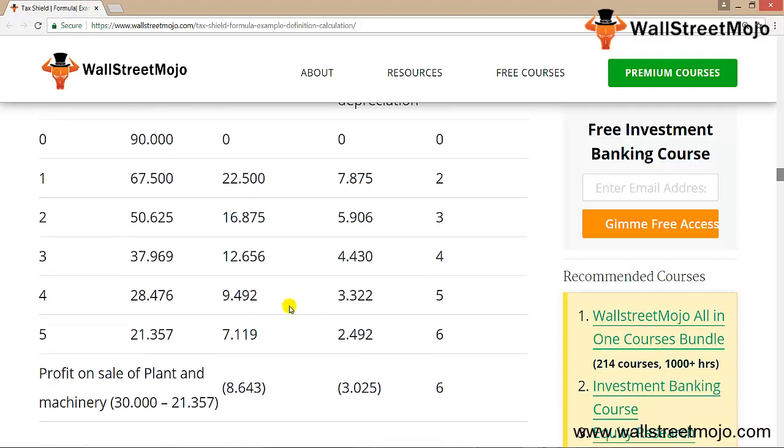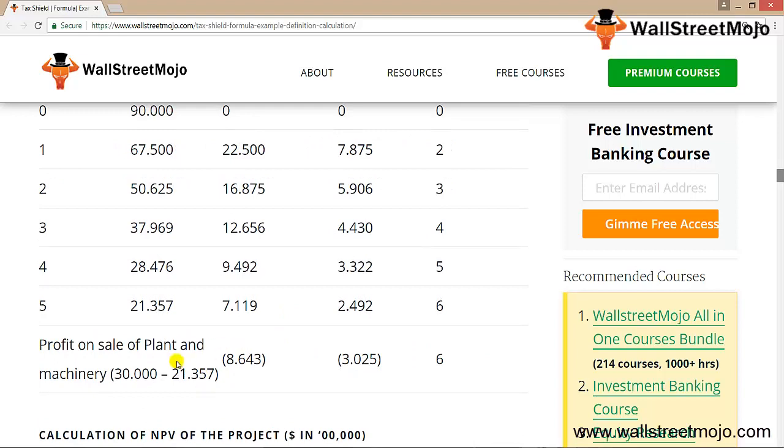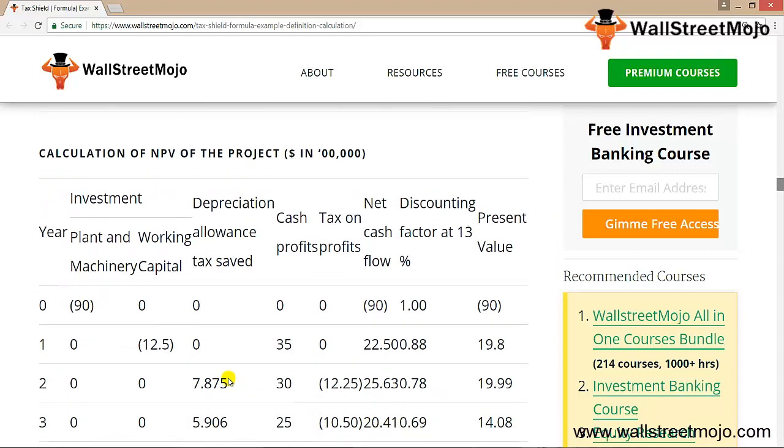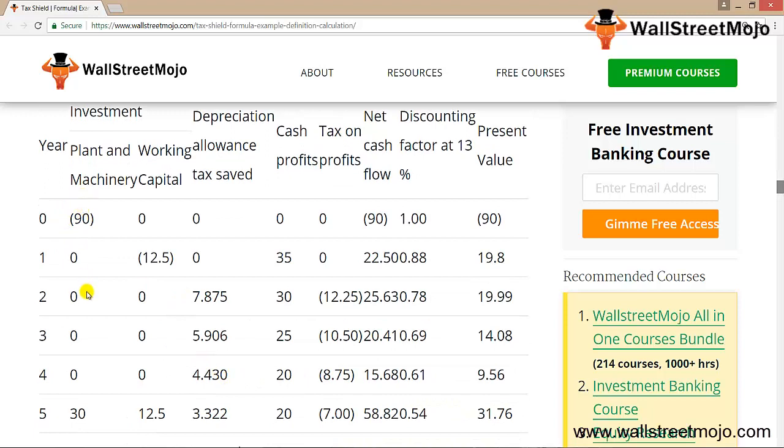So if you go down, you see the profit on the sale of the plant and machinery is 30,000 less 21.537. Now just come down more. Once you do that, you have your investment, the working capital that you had invested, then the depreciation allowance that you just found, that is basically the tax saving, and that is basically your savings, the cash profits, the tax on the profits, and that is why it is negative.